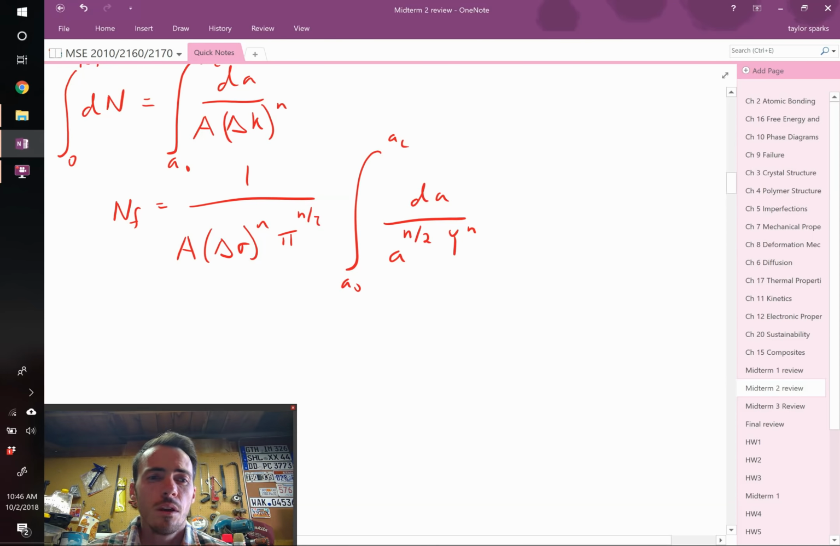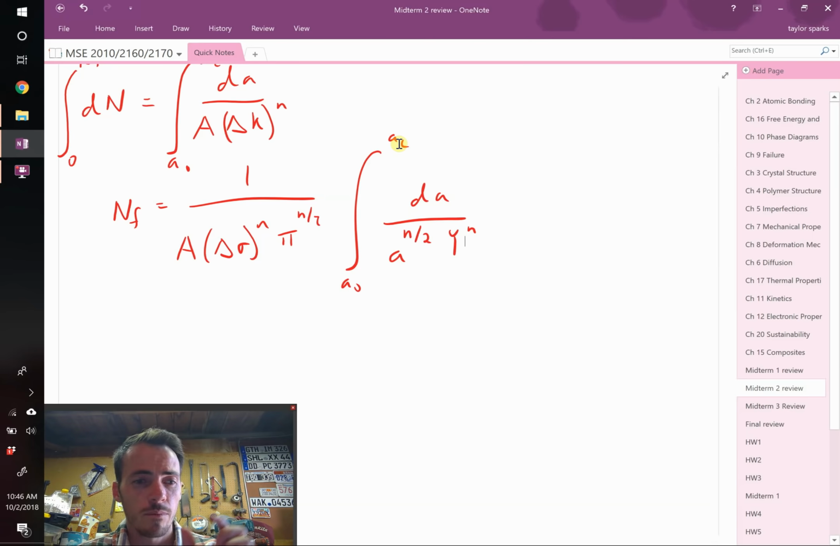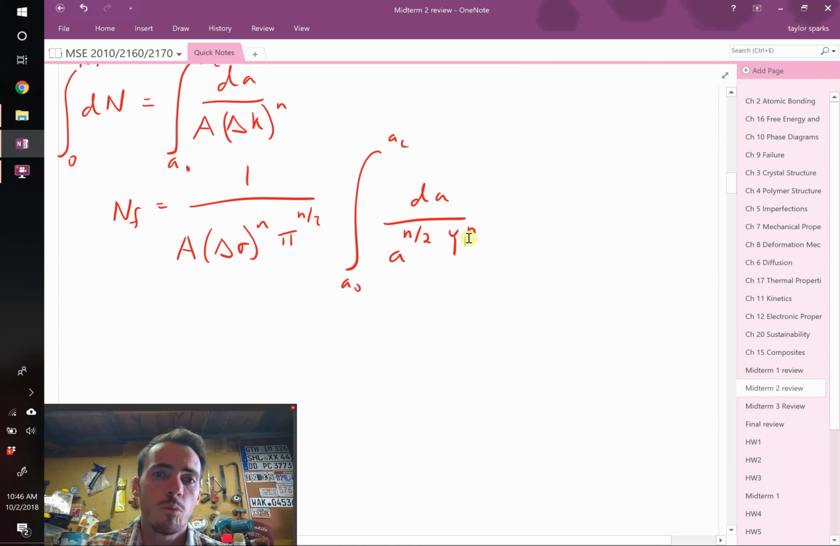So, as it grows from its smallest size to its largest size, over that entire range, if the flaw size is small, meaning a over W, the crack size over the width of your sample, is small, that means that Y technically is constant and doesn't depend on the crack size, and you can take it out of the integral. Technically, we know that Y is a function of the flaw size.